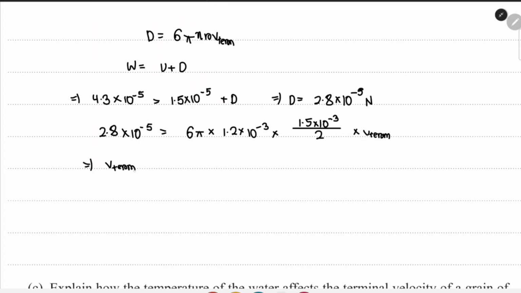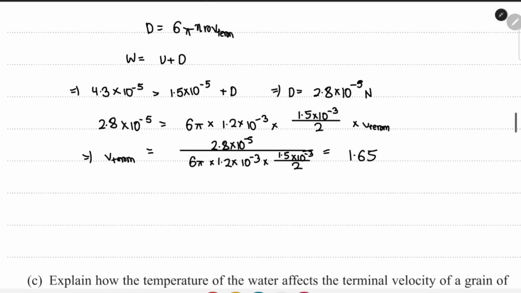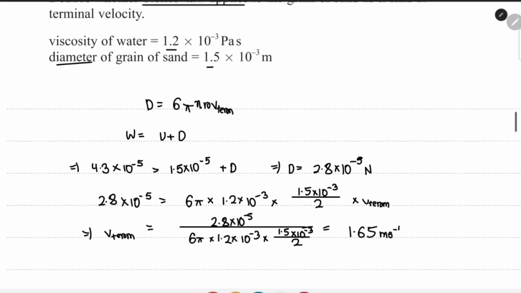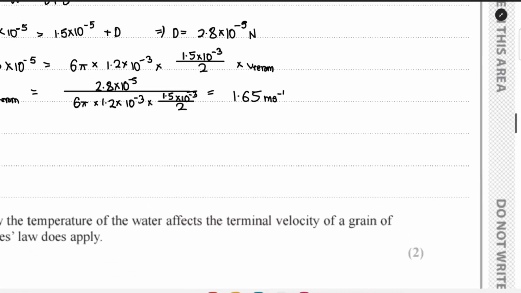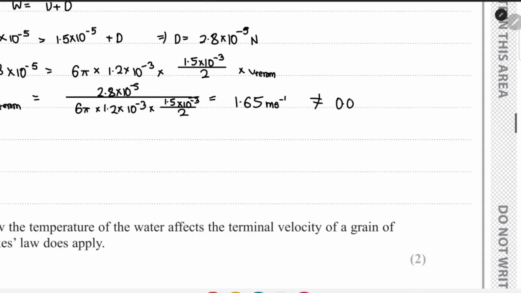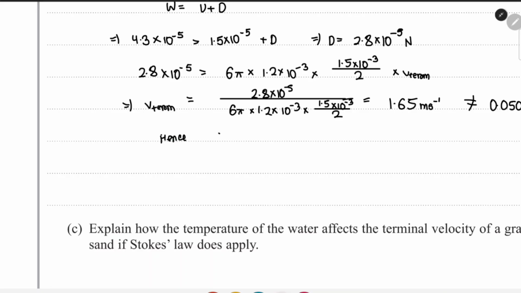Now I'll make the terminal velocity the subject. I'll get 2.8 into 10 to the power minus 5 divided by 6 pi times 1.2 into 10 to the power minus 3 into 1.5 into 10 to the power minus 3 over 2. If I calculate this, I get 1.65 meter per second as the terminal velocity. This is far off the 0.05 we have over here. So this is not equal to 0.050 meter per second. Hence, Stokes' law does not apply over here.